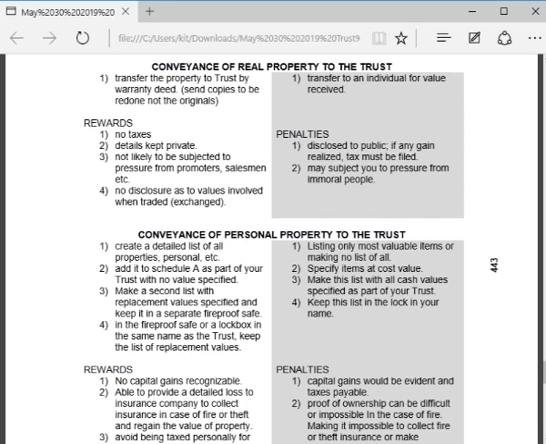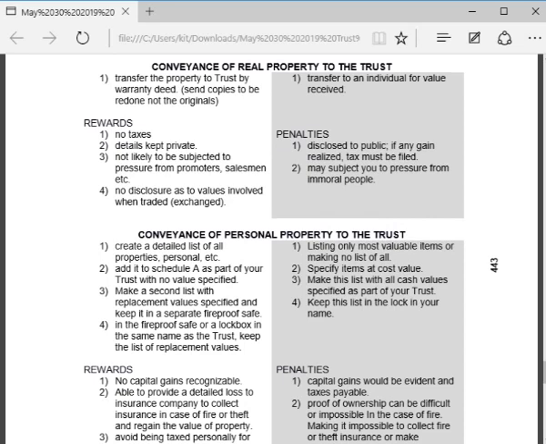Not likely to be subject to pressure from promoters, salesmen, etc. No disclosure as to values involved when traded or exchanged. Penalties: disclosed to the public if any gain is realized. Tax must be filed. May subject you to pressure from immoral people.